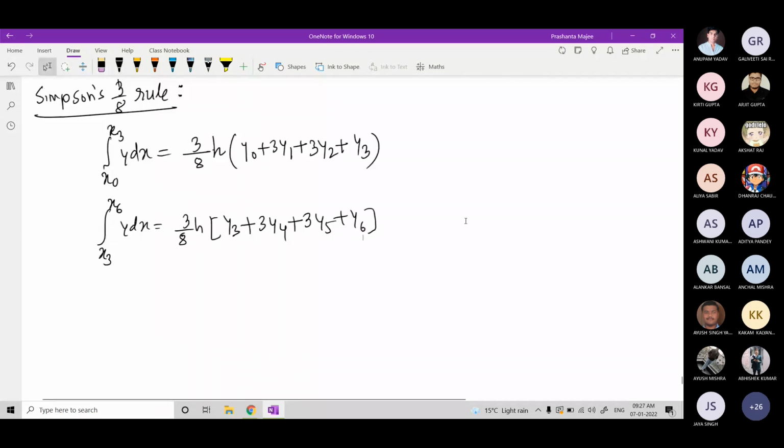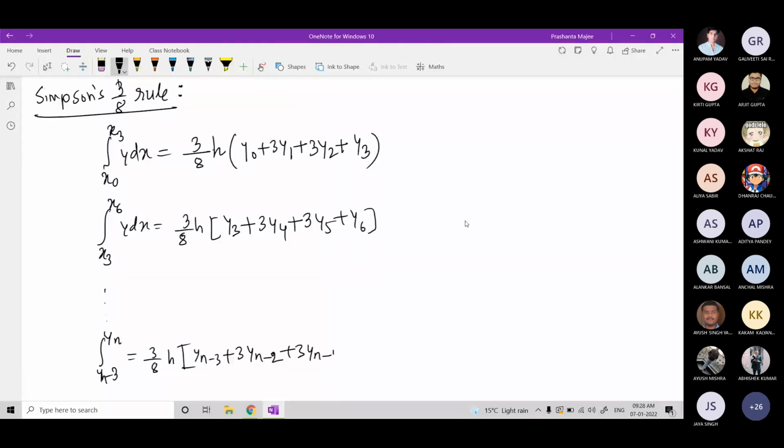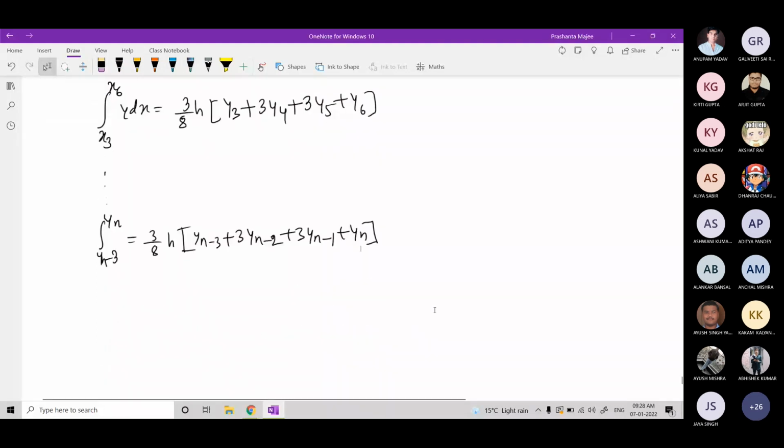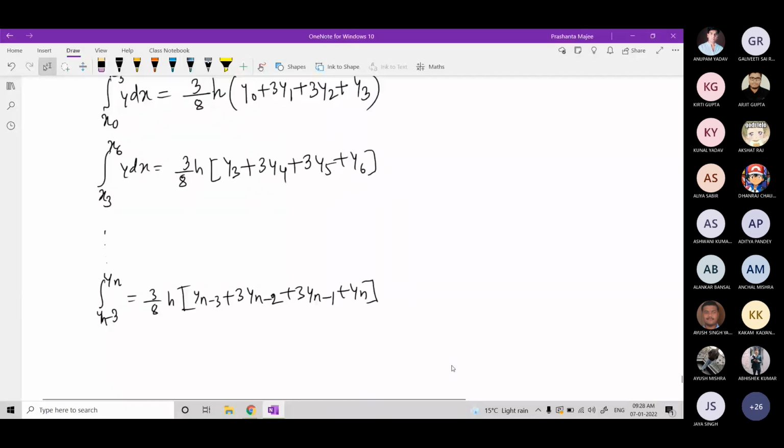And in this way, the value of the integration for the last 4 data, from yn minus 3 to yn, will be 3/8 h, yn minus 3 plus 3 times yn minus 2 plus 3 times yn minus 1 plus yn. So if you want to get the value of the integration for all the data, then you will have to add them. Adding all these, you will get the result.